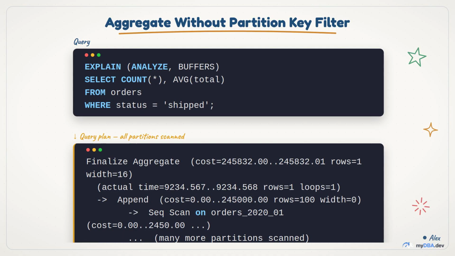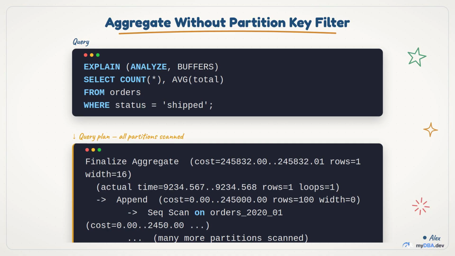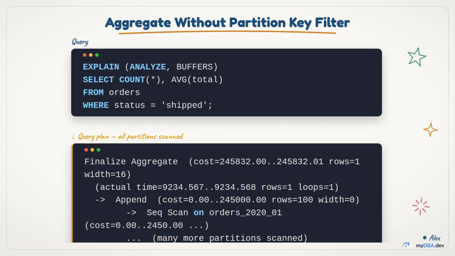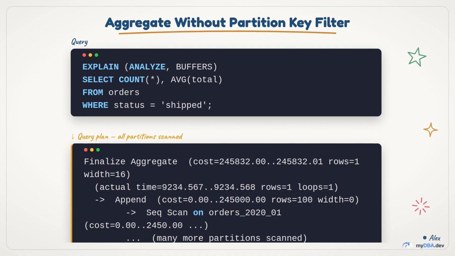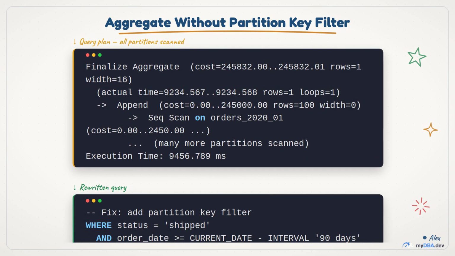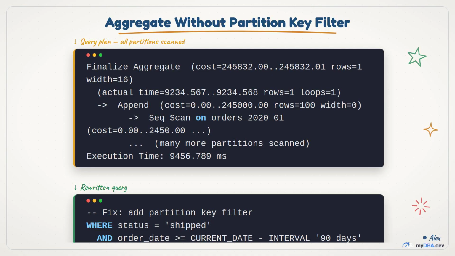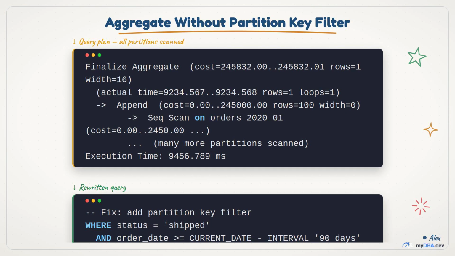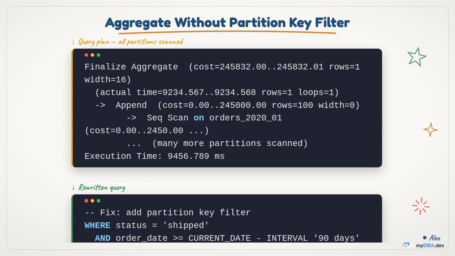Then you pay the cost. There's no magic. But often the business question is really about recent data. Adding a partition key filter like "and order_date >= current_date - interval '90 days'" prunes to 3 partitions and drops execution to milliseconds. Always ask whether the aggregate truly needs historical data or if a recency filter makes sense.